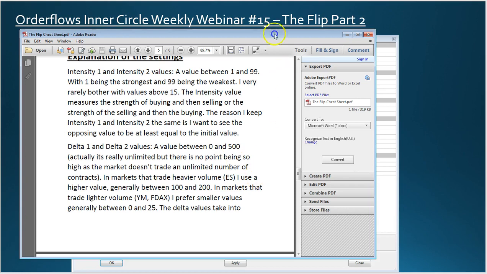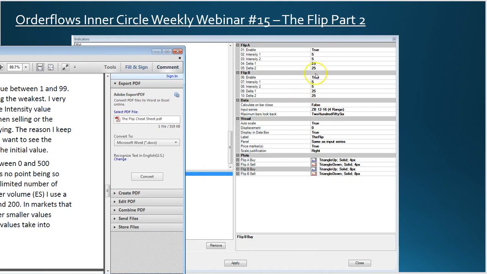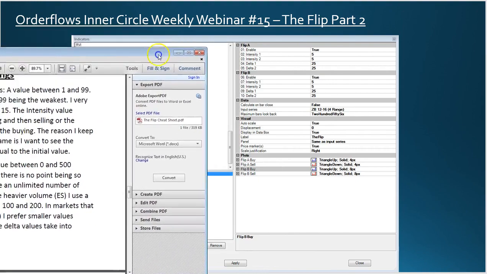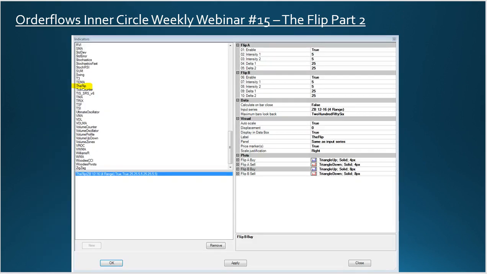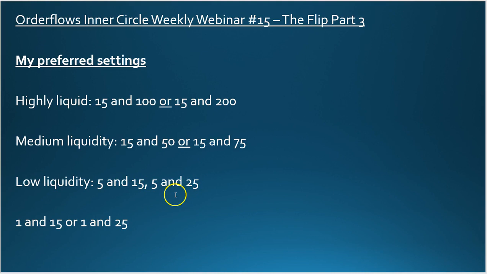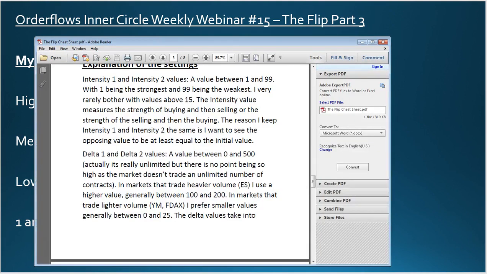In markets with heavier volume, you're going to want a higher number for delta 1 and delta 2, just because it trades more volume. That's why on markets that trade smaller volume you see values like 5 and 15 or 5 and 25, as opposed to highly liquid markets with 200 and 100. On thinner traded markets you get less volume overall, so you can't analyze it the same way.